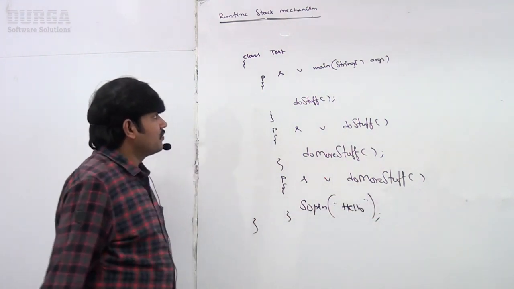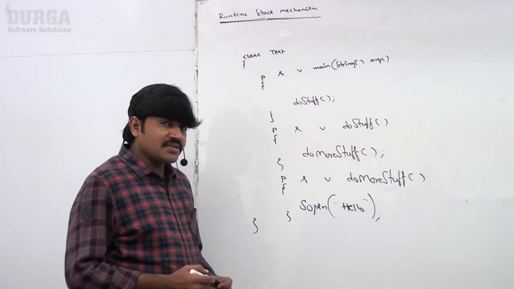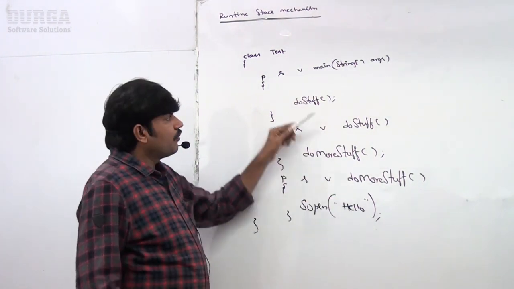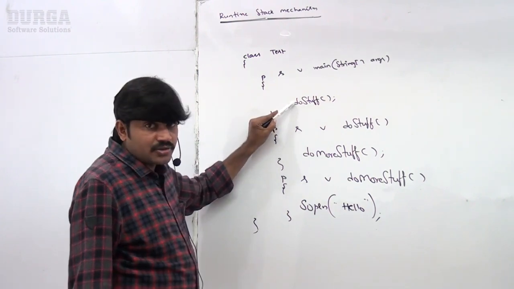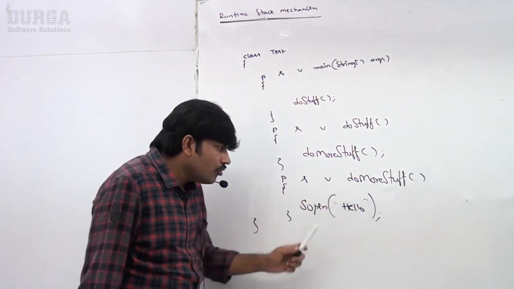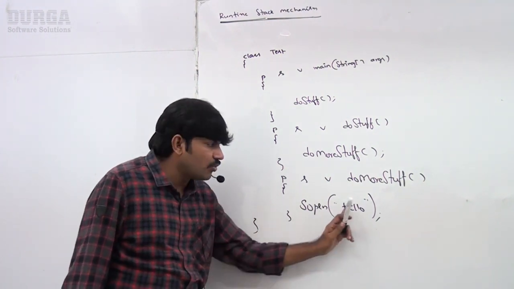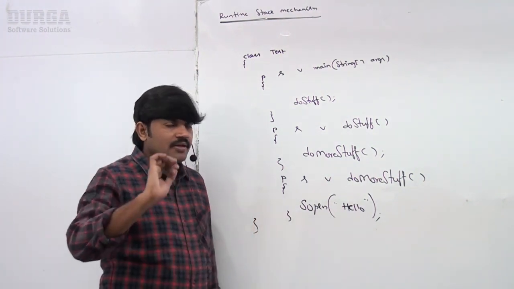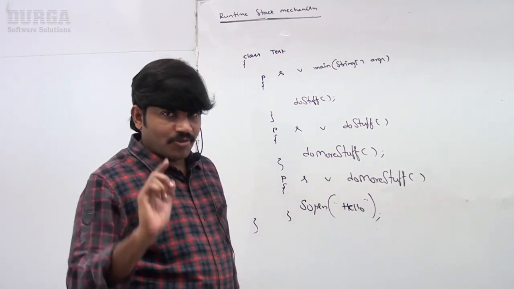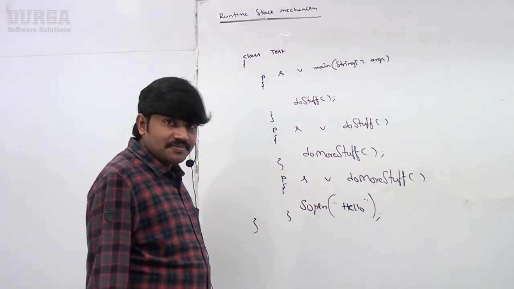A simple program. Here, how many methods are there? Main method, doStuff, doMoreStuff. Main method internally calls doStuff. doStuff internally calls doMoreStuff. doMoreStuff just prints SOP of hello. Okay, well. Now my question is, take a very special case, sir. In this program, how many threads are there?